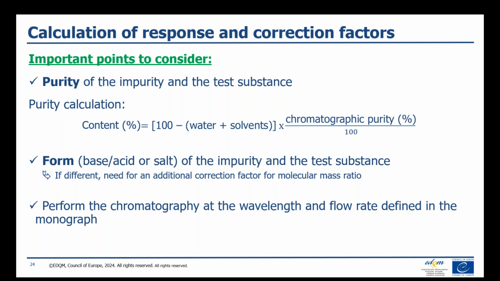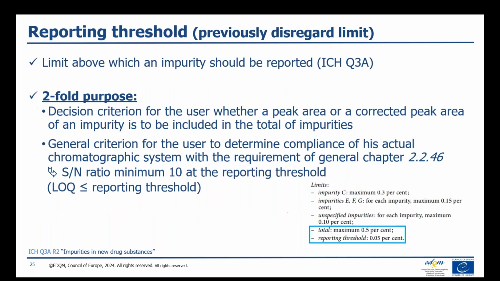Then a few words about the reporting threshold. In the current monograph, we use the term reporting threshold, which is defined in ICH Q3A as the limit above which an impurity should be reported. In the past, we used the term disregard limit. You can still find in some monographs the term disregard limit, but it has exactly the same meaning.